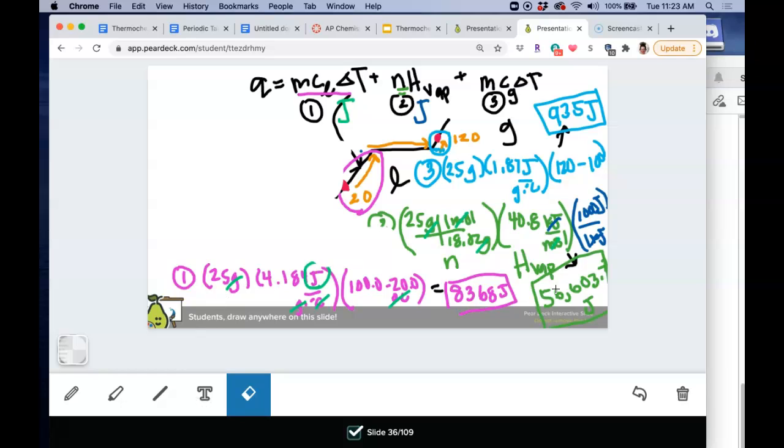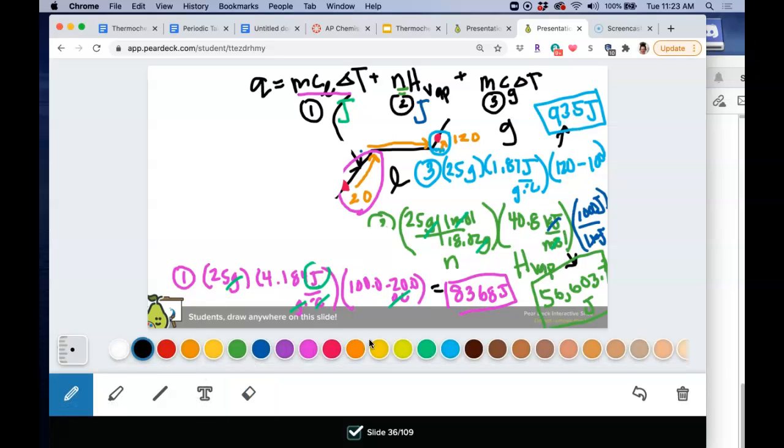Right, so I have my three different equations. So all you're going to take is the numbers. Remember, you do not want to round until the very end. 8368 joules plus, and then I have, ooh, this is a big number, 56603.77 joules plus 935 joules, and we get, I don't know, it's a huge number though.